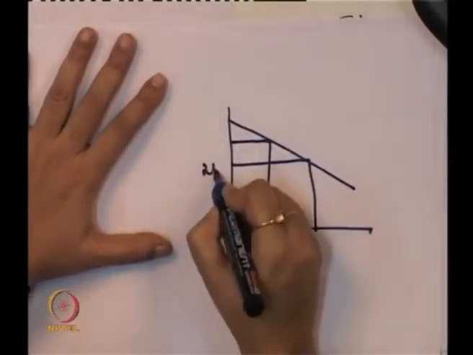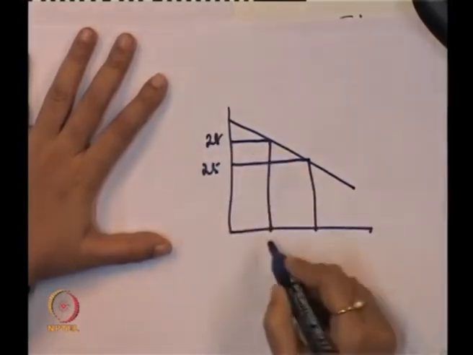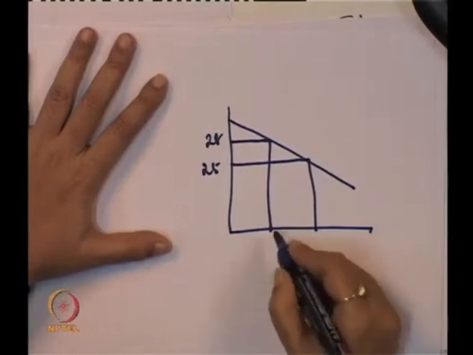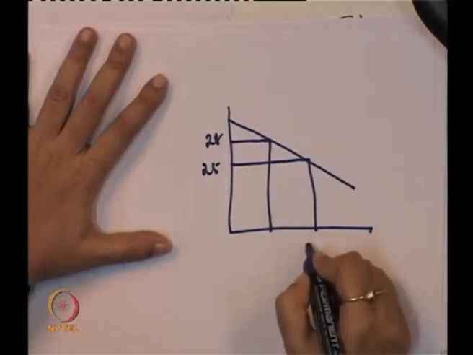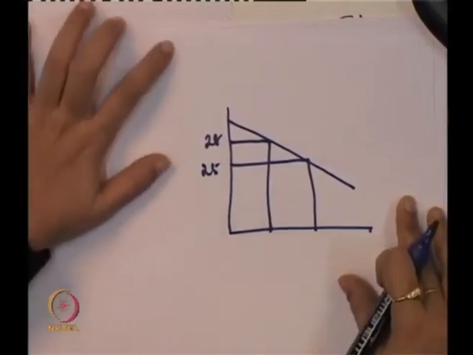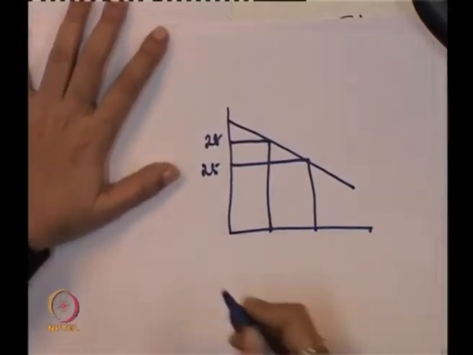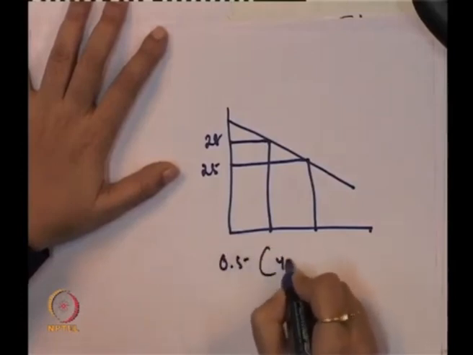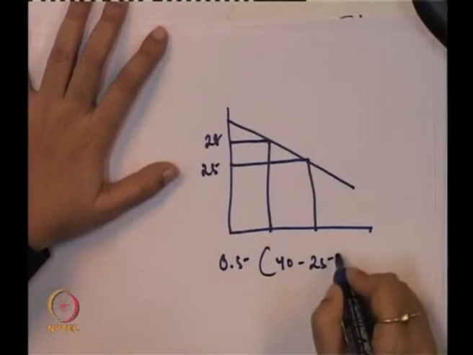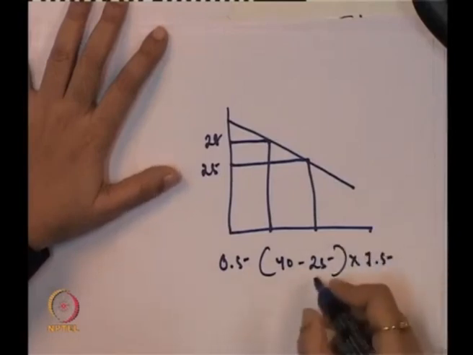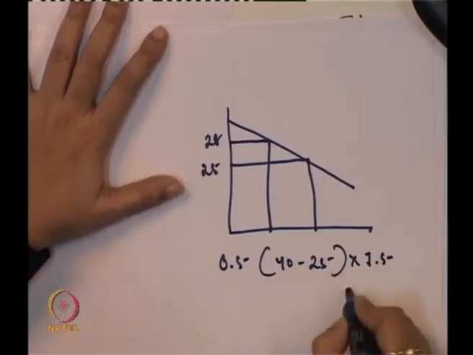So this is 25, this is 28, this is maybe 6 and this may be 7.5. Now how will we find out the consumer surplus? So 0.5 multiplied by 40 minus 25 into 7.5, that gives us the consumer surplus when the price is equal to 25.